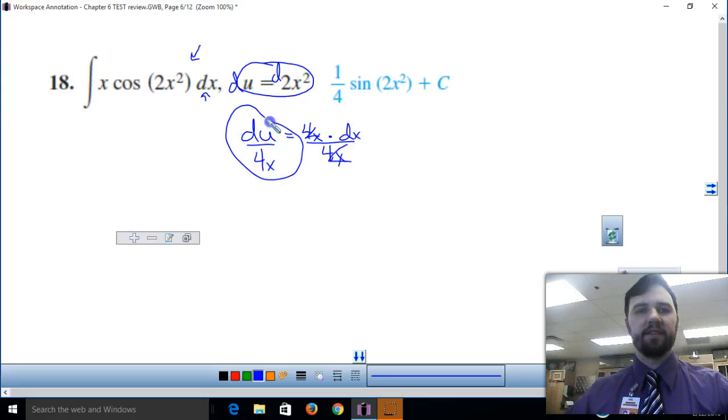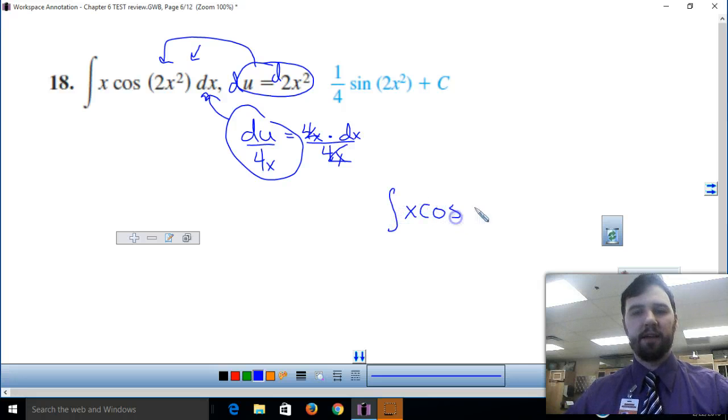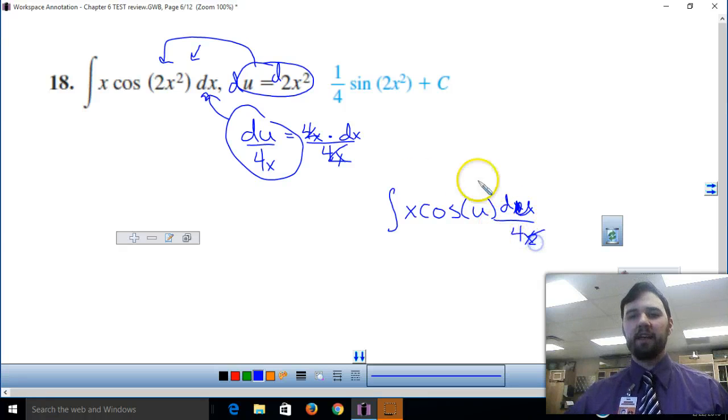And now I can plug this in for dx, and this in for my 2x squared. So I'm doing antiderivative of x cosine of u dx over 4x du, because we're taking it. My x's cancel, thankfully, because if they don't, we can't do this. And I'm going to pull the 1/4 out in front.